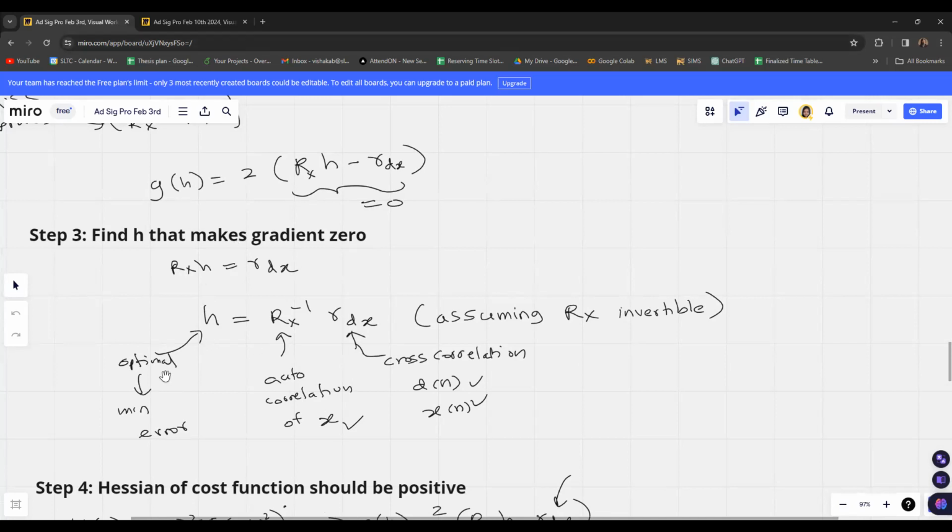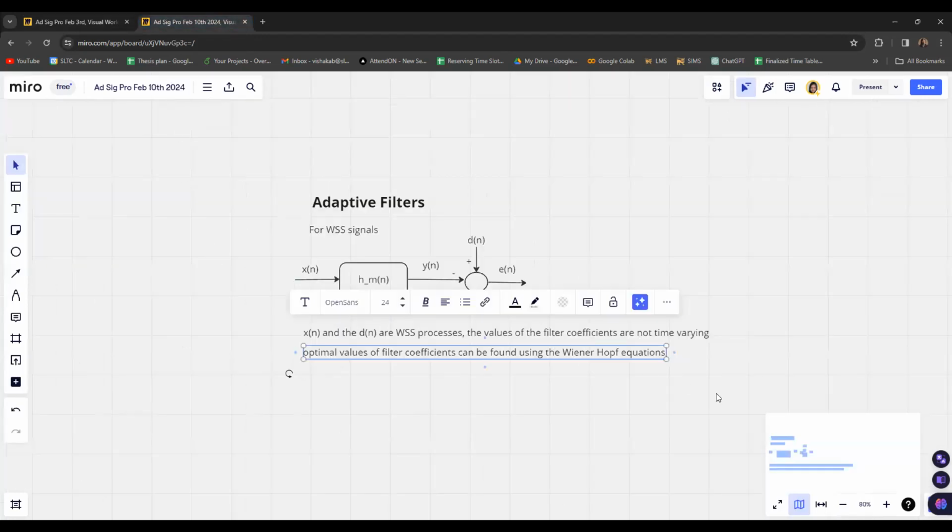So in cases where things do not change, we don't have to find the values of the filter coefficients each and every time. We can fix these values of filter coefficients to a certain set of values. This equation we call the Wiener-Hopf equations. So Wiener-Hopf equations can be used to find the values of the filter coefficients that are optimal to the system, the optimal values that reduce the error.